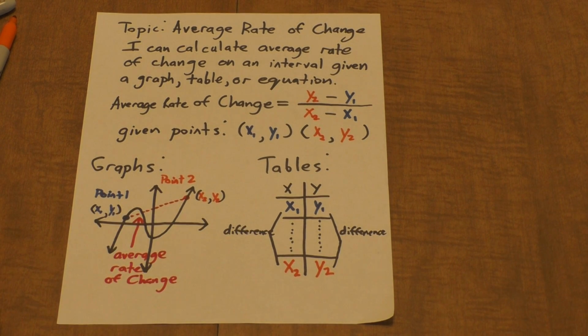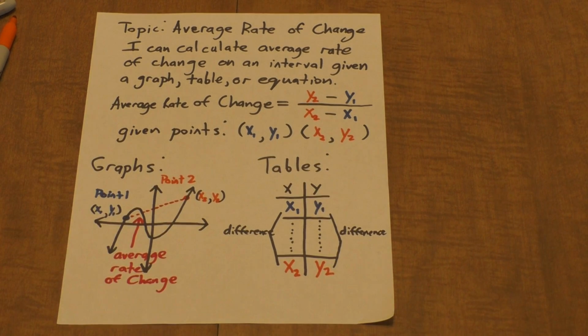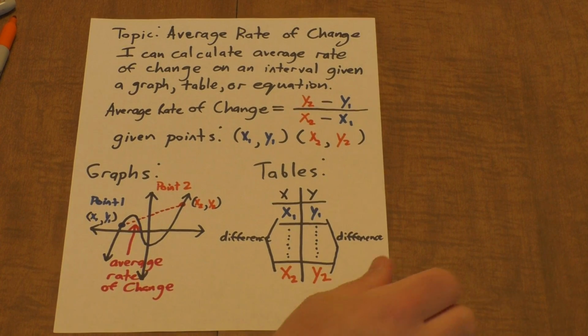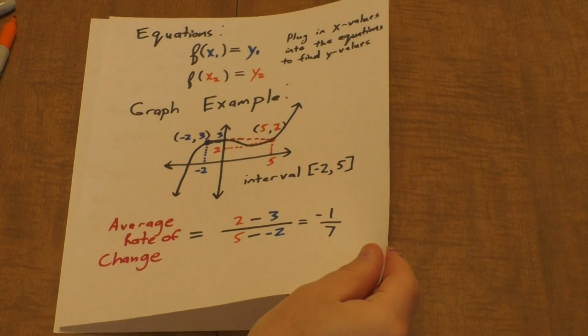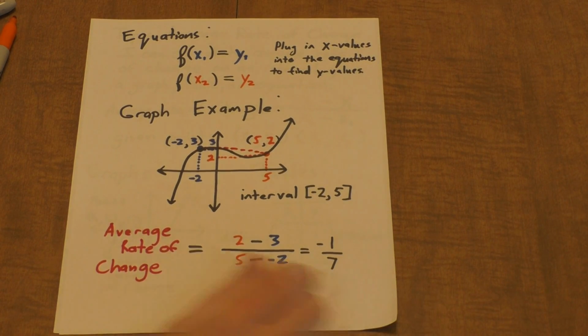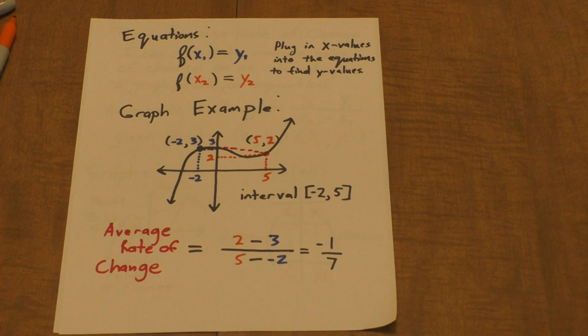In a table, you can find it pretty quickly. You just find the differences in the x and the differences in the y's, okay? Related to this idea of a first difference, okay? You'll see some examples of that later on. For equations, again, we're using function notation here. Plug in x values into the equations to find y values, okay? So plugging in x sub 1 into the function f will give you y sub 1. Plugging in x sub 2 into the function f will give you y sub 2. Okay? So here's a couple of examples.